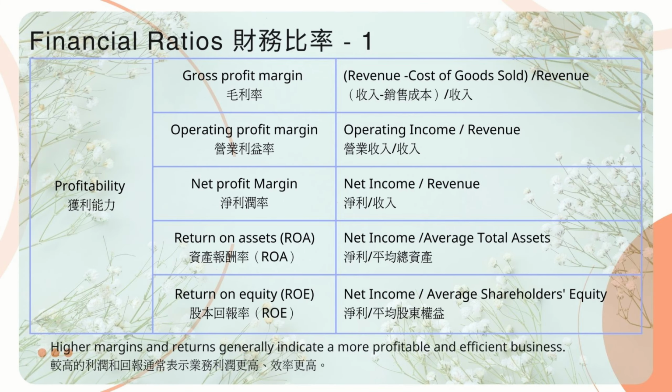Profitability. Higher margins and returns generally indicate a more profitable and efficient business. Gross profit margin: revenue minus cost of goods sold, divided by revenue. Operating profit margin: operating income divided by revenue. Net profit margin: net income divided by revenue. Return on assets, ROA: net income divided by average total assets. Return on equity, ROE: net income divided by average shareholders' equity.